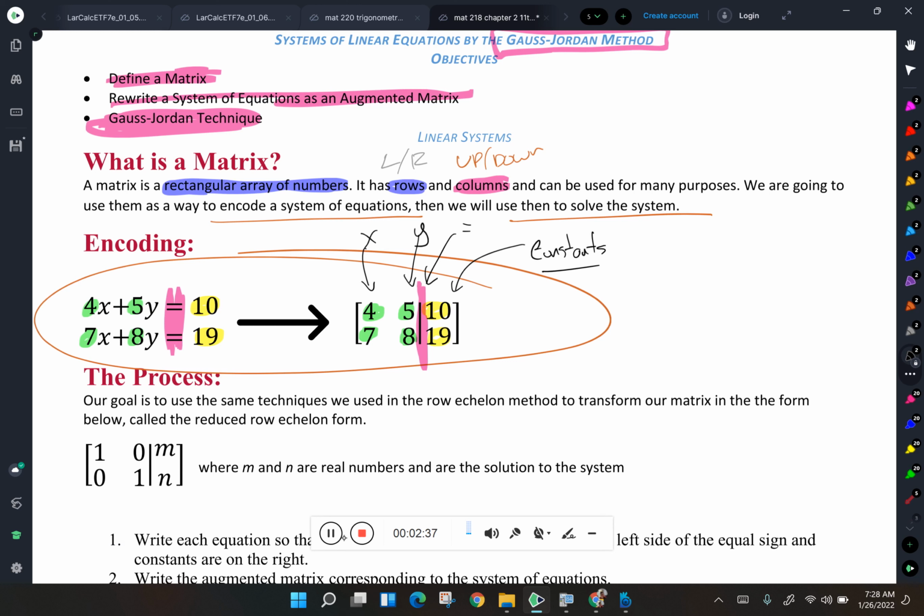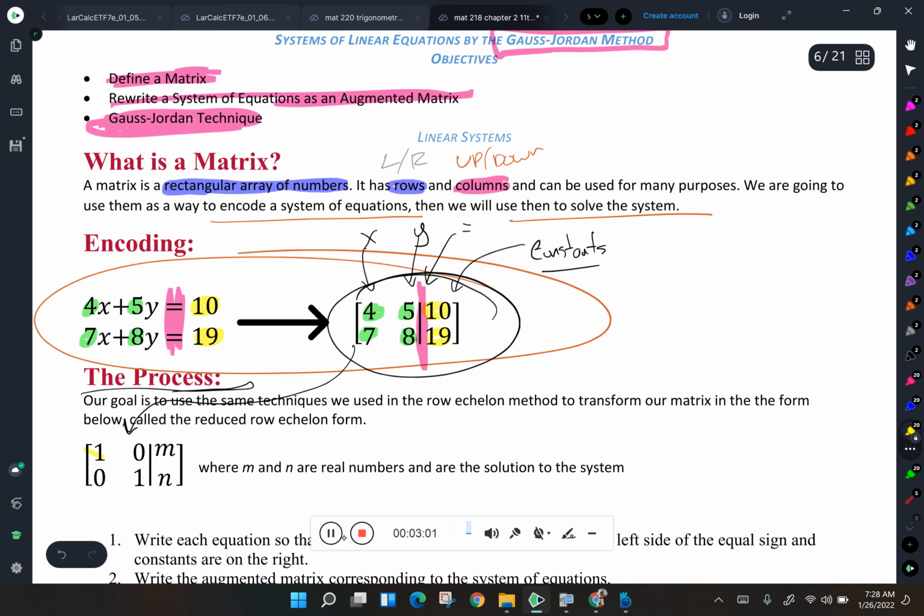Once we encode a matrix, once we write a system of equations as a matrix, then the process is to use the same techniques that we use in the row echelon method, that is adding rows together or subtracting rows, multiplying rows by non-zero elements, all that, to transform our matrix from what we started with so that it looks like this one right here, where we have the ones on the main diagonal, zeros everywhere else, and then two values over here.